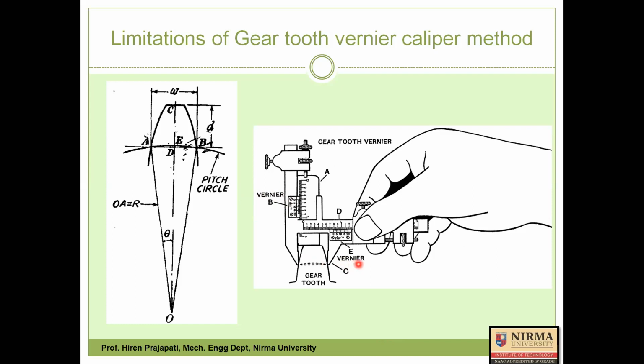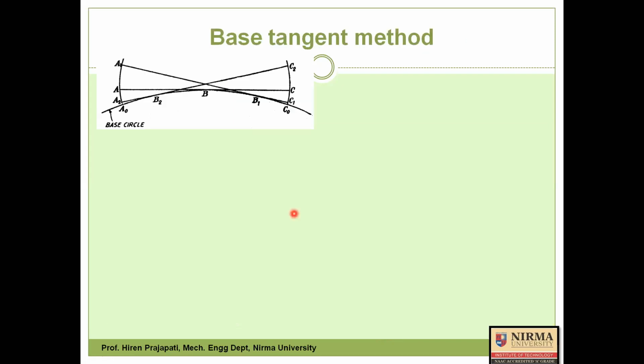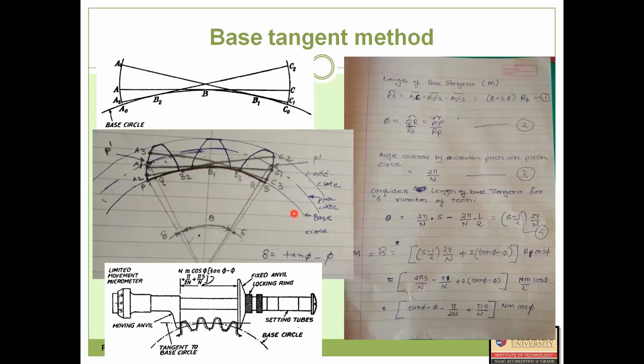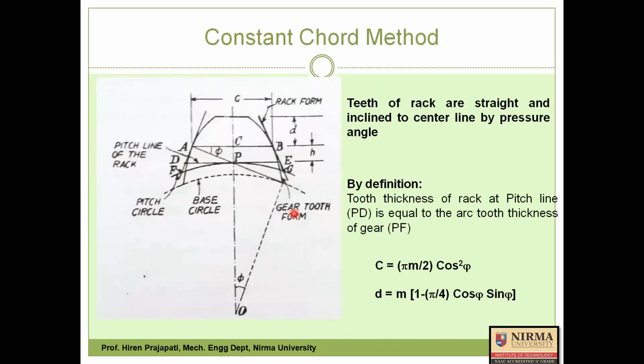So the first limitation of the gear tooth vernier caliper method is that chordal thickness is a function of chordal depth. But with the constant chord method, that limitation is removed, because constant chord length is independent of constant chord depth for the same module of gears. In this way, the constant chord method is more advantageous compared to the gear tooth vernier caliper method.